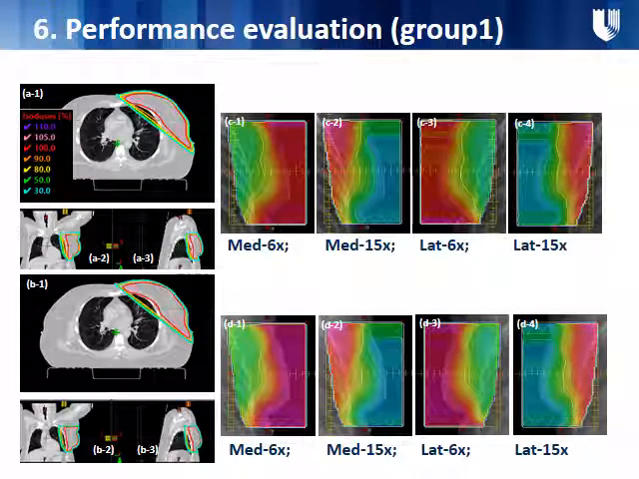This is a comparison for one of the group 1 patients. This is the auto plan and this is the final plan. The coverage and the dose homogeneity were not much different. And even though the planner actually modified the fluence, we could not see much of a difference. We noticed a little bit of difference in the skin flash. But overall, the planner didn't really modify much.